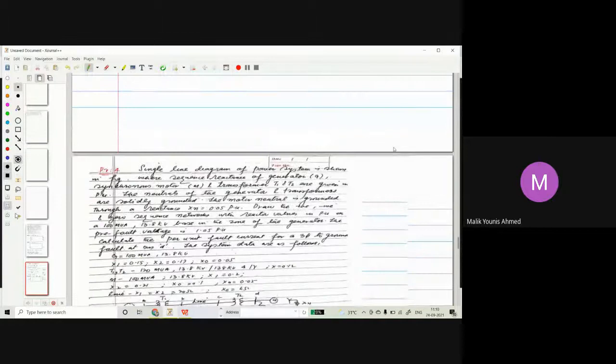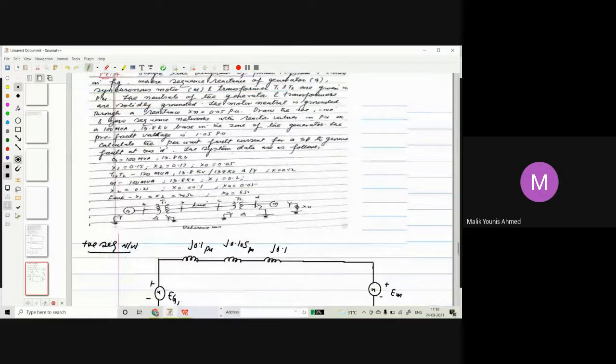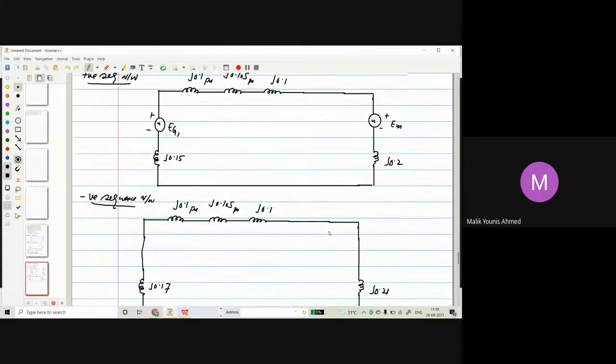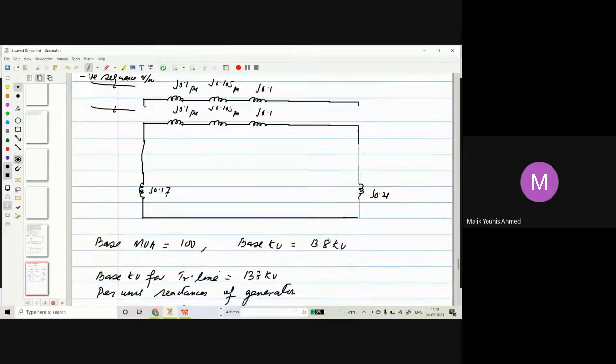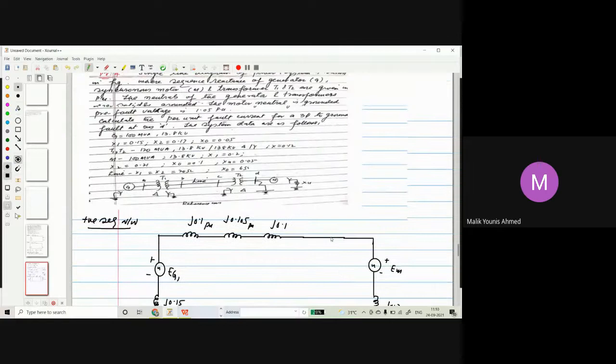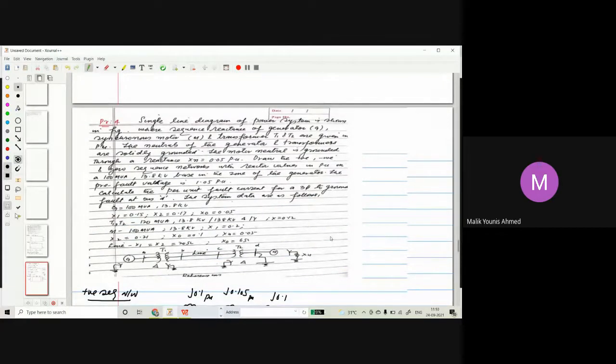Bus D. So bus D is here, before the motor. So when the fault occurs there, we have to find the fault current at bus D. Is the voltage given or something else given? Yeah, it is given. Pre-fault voltage is 1.05.